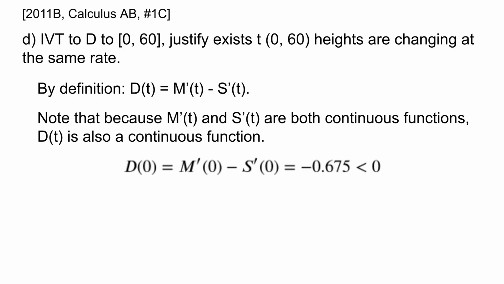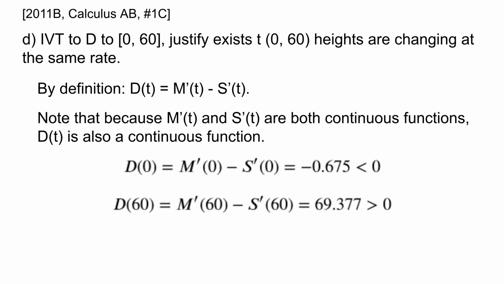d of 0 is m prime of 0 minus s prime of 0, which is negative 0.675, and we note that that is negative. d of 60 is m prime of 60 minus s prime of 60, which is 69.377, and we note that that is positive.